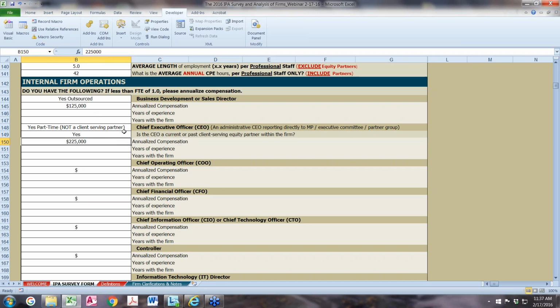If you outsource that role, please include the fees paid directly for the service and don't include any other costs other than the compensation for the outsourced professional. If available, please also provide the years of experience and years with the firm for the outsourced professionals. So the years with the firm would be the years under contract with the firm. And use the firm clarifications tab if needed to expand on any of your answers.